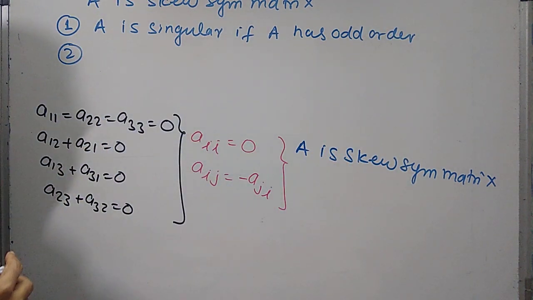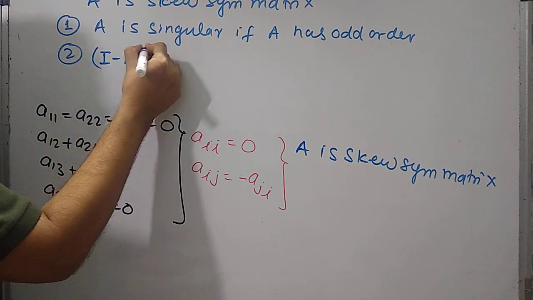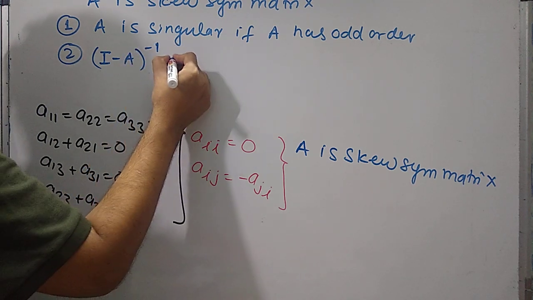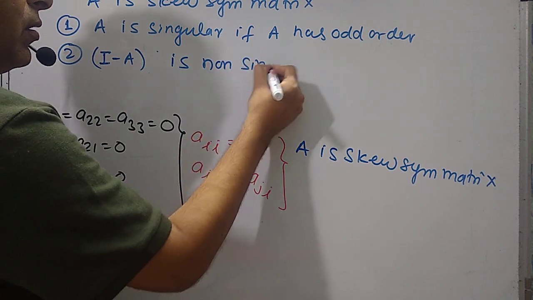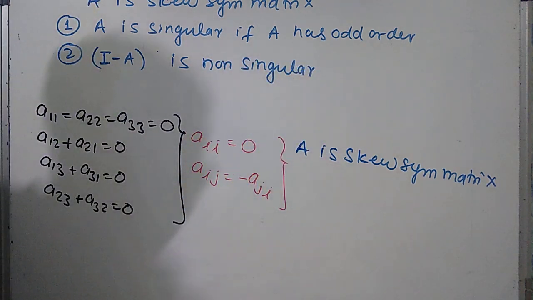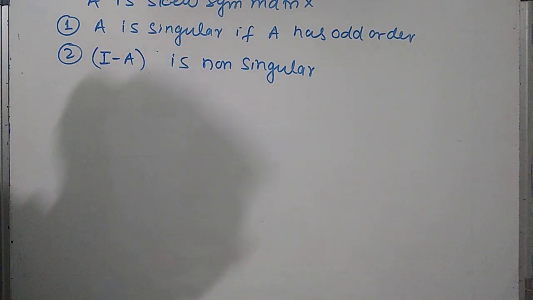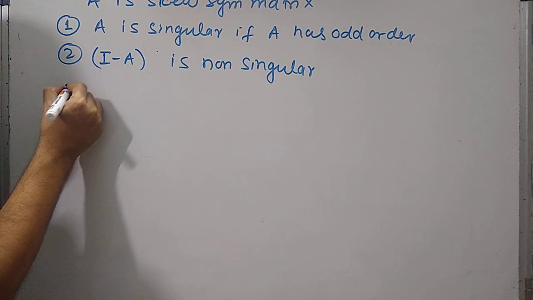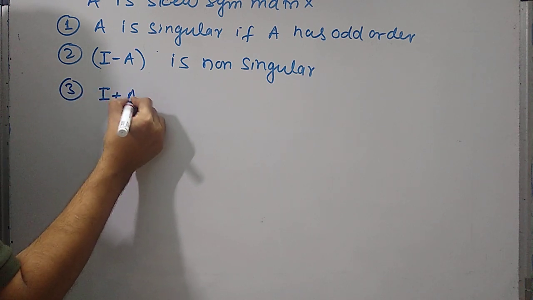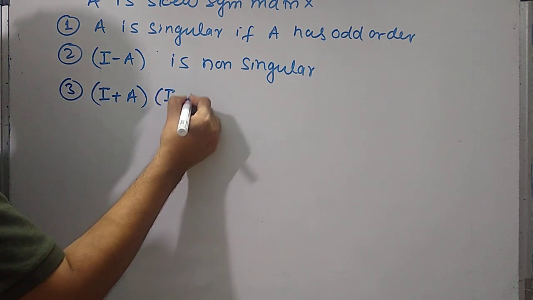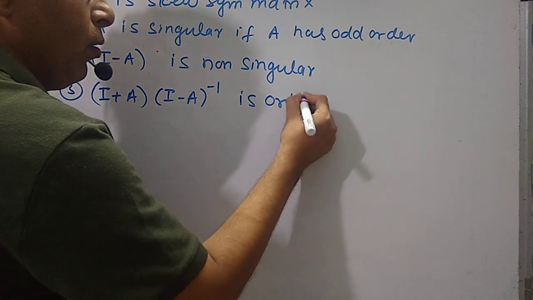And the second one is that (I minus A) inverse exists, that is, I minus A is non-singular. And the third point is that (I plus A) into (I minus A) whole inverse is orthogonal.